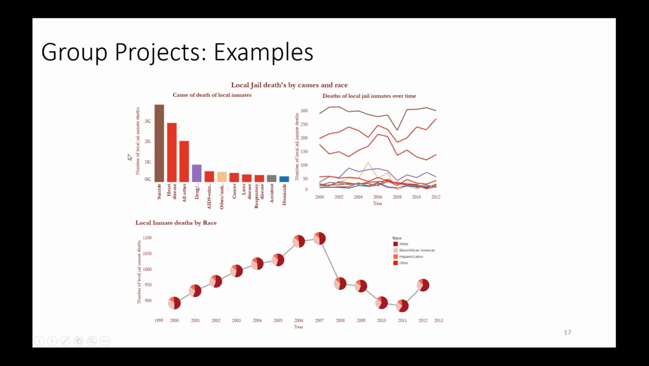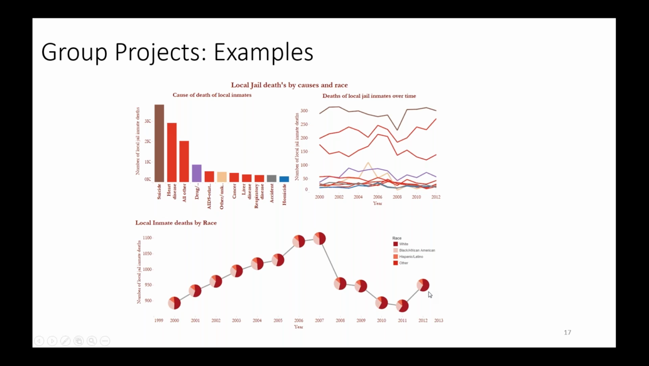I use this one as an example because this particular pie chart here has both really positive elements and, let's just say, some things to work on as well. The positive is that it's a really creative take to make each point a pie chart showing, for each year, what proportion of the inmate deaths are of each race.